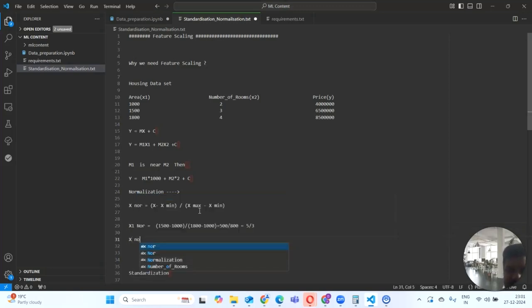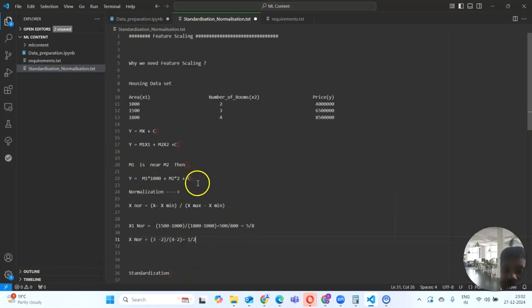Now, x2 normalized, if we put again x minus x min. What is the minimum value? It's 2. And what is the maximum value? 4, right? So the value is 2 by 4, which is 1 by 2.